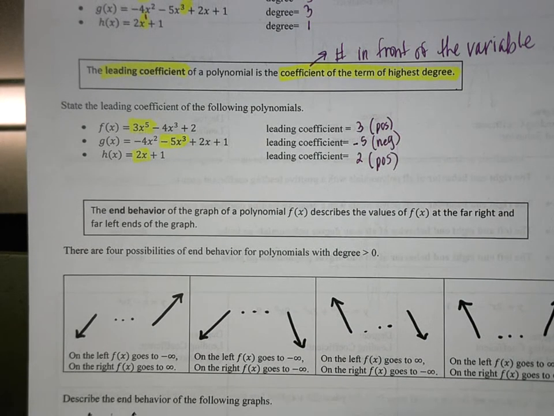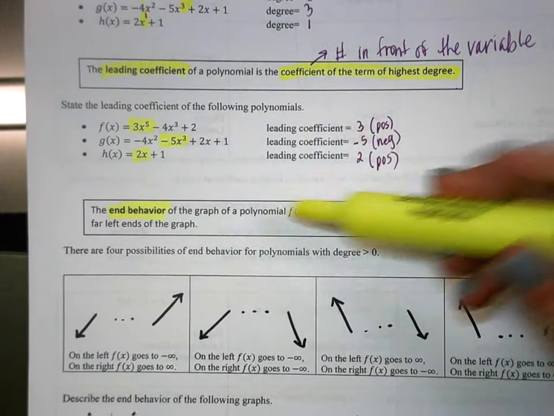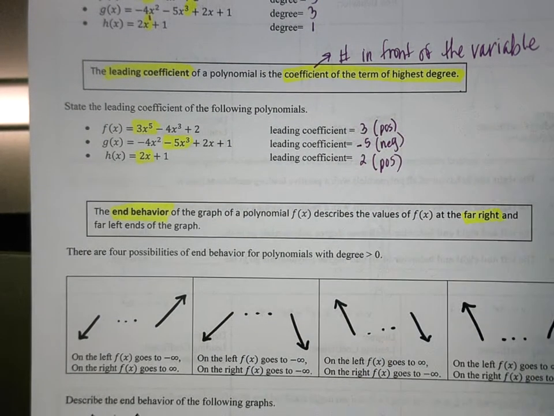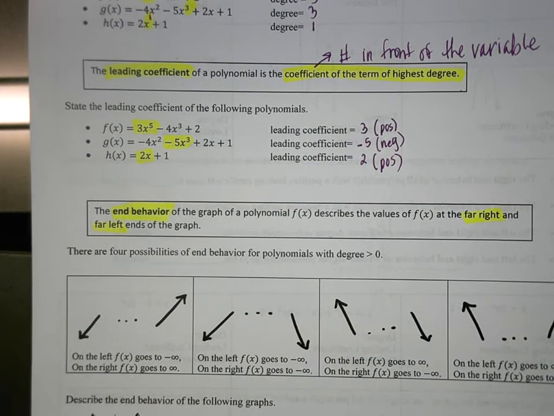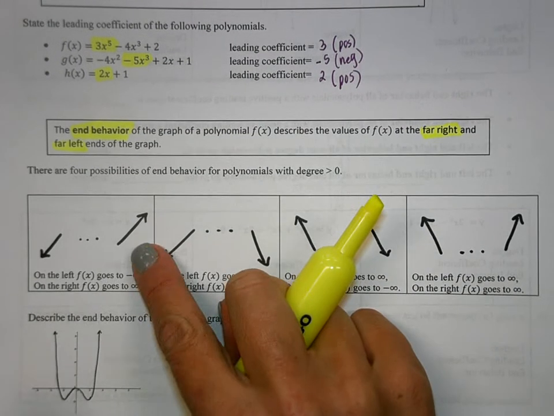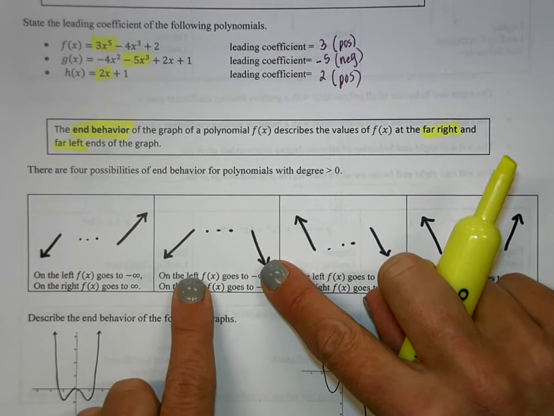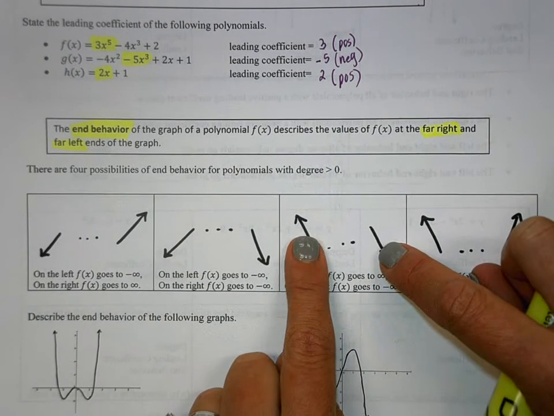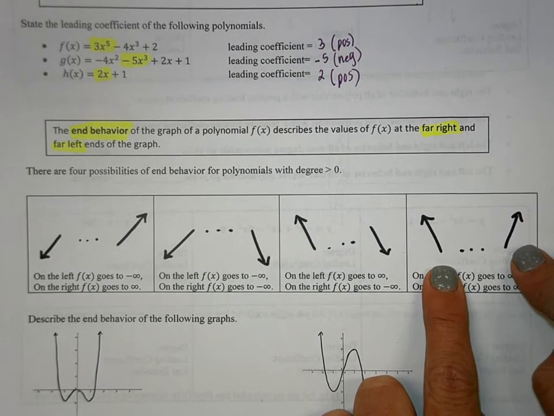The next thing we're going to talk about specifically is the end behavior. The end behavior of the graph of a function describes the value of f of x at the far right and the far left of the graph. There are 4 different ways that graphs can go. Here, the right side is going to positive infinity, the left is going to negative infinity. Here, both the left and right are going to negative infinity. See how they're going down? Here, the left is positive infinity, the right is negative infinity. And here, both are going to positive infinity.